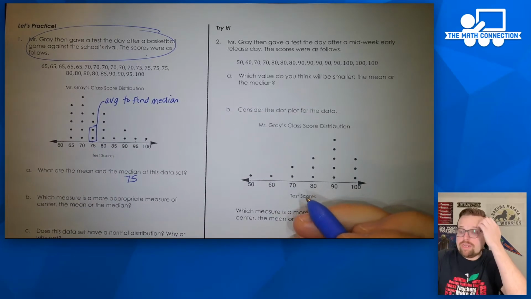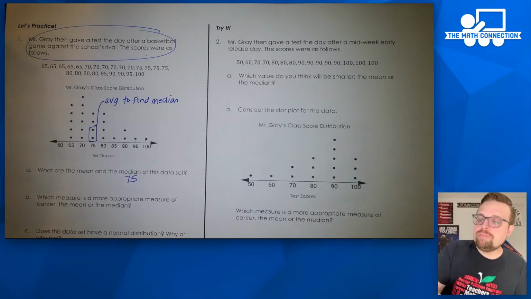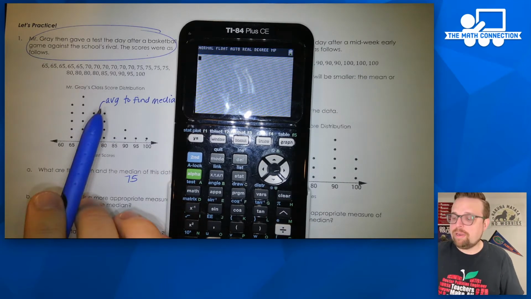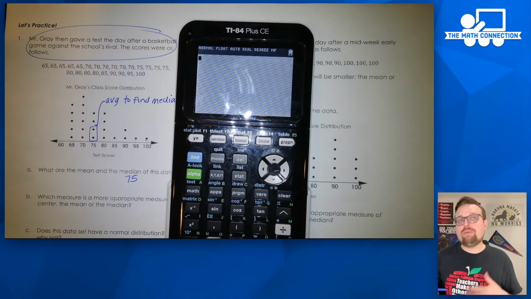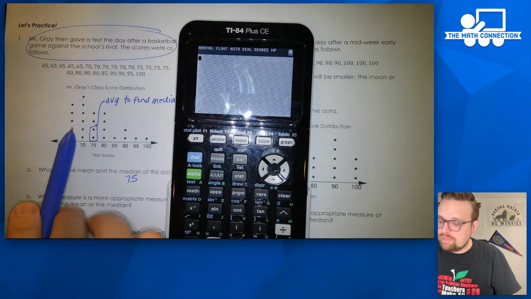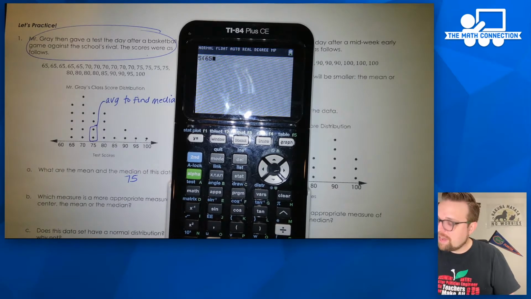And then if we were trying to find the mean, I'm going to prove this one a little differently. I'm going to go ahead and just add all the values up, and then I'm going to divide and see. I want to see if we get the same result. So that's going to be, let's see, 1, 2, 3, 4, 5 65s, and 1, 2, 3, 6 70s.